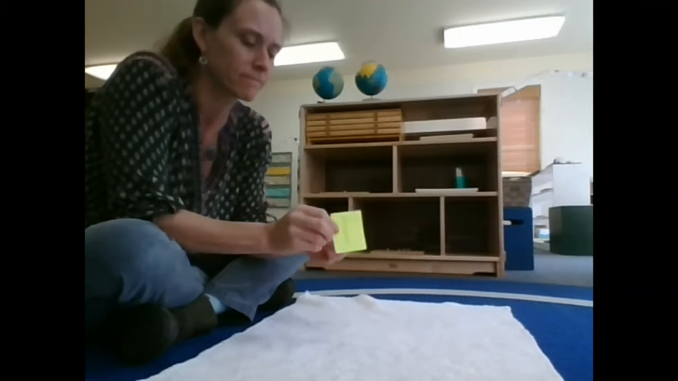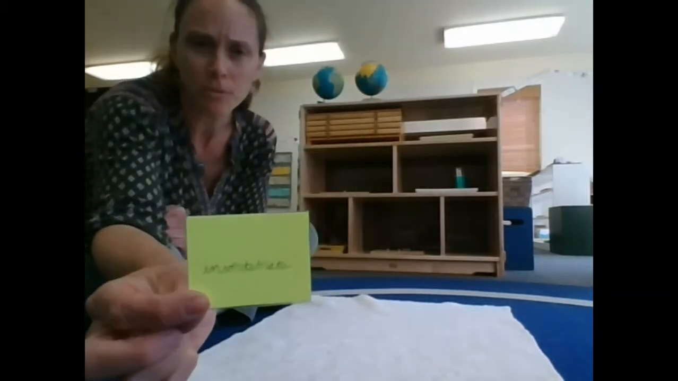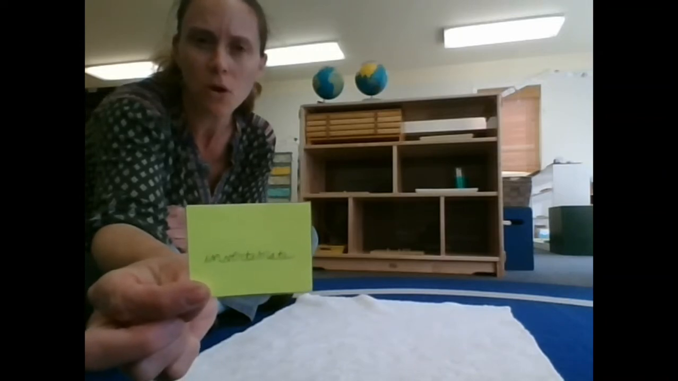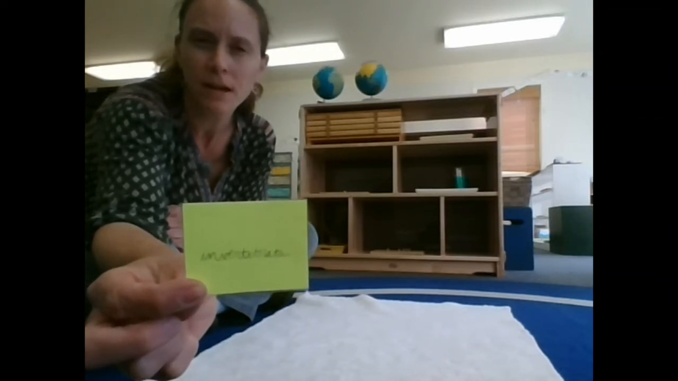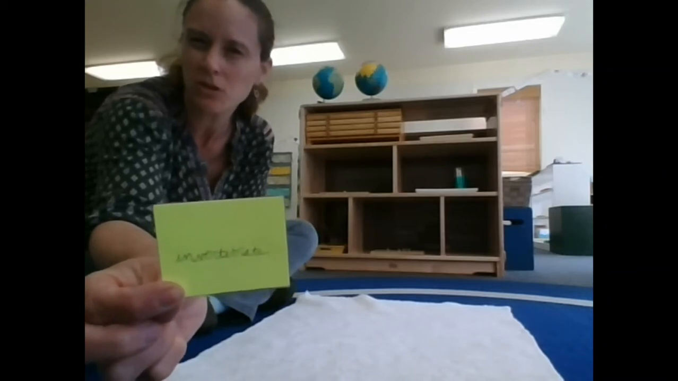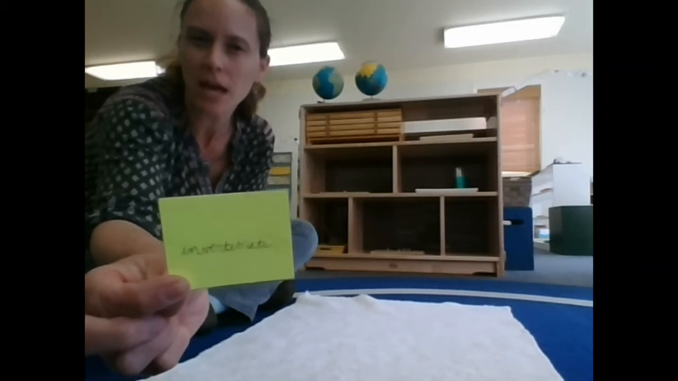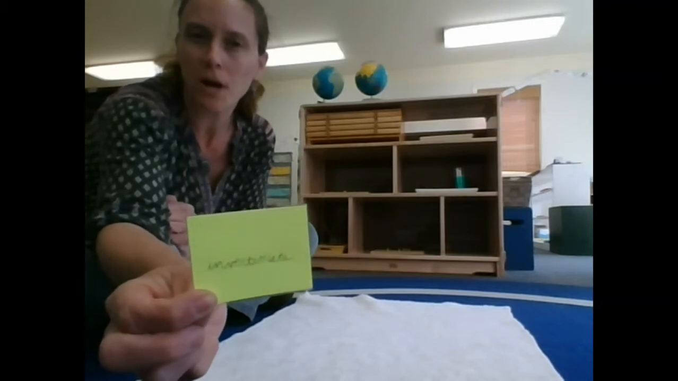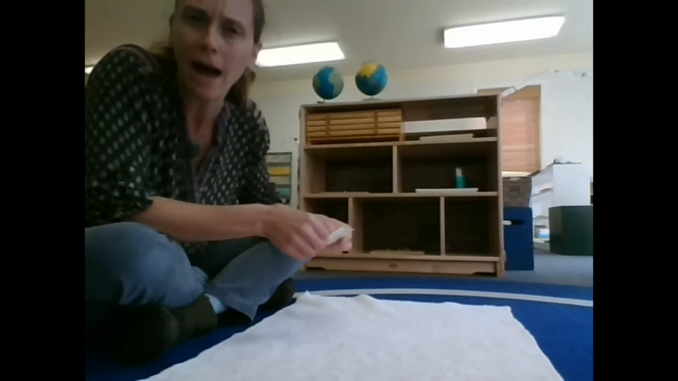Invertebrate. An invertebrate is an animal that has no backbone. Now, usually this means it has kind of a hard outer shell. Sometimes it's hard to see it, but that can be a clue for an invertebrate, an animal with no backbone.